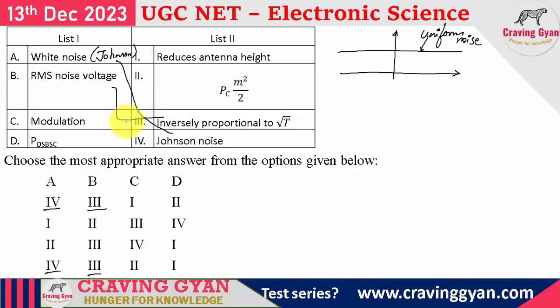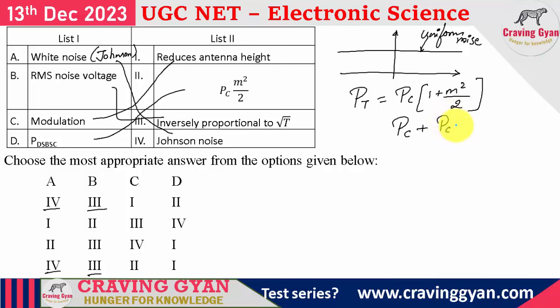Next, in the case of modulation, it reduces the antenna height. Need for modulation, if you are reading, then one of the needs is to reduce antenna height. Then power in the DSBSC is PC into M square divided by 2. Look at the total power, which is equal to PC into (1 plus M squared by 2). So you will be getting the carrier power, and the carrier power multiplied by the modulation index. But in the case of DSBSC, you are going to suppress the carrier. Once you are suppressing the carrier, the remaining term that is left is what? PC into M square divided by 2. So for D, it is 2. Option A is going to follow.